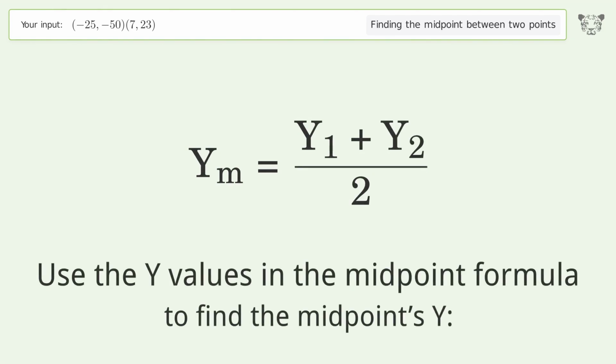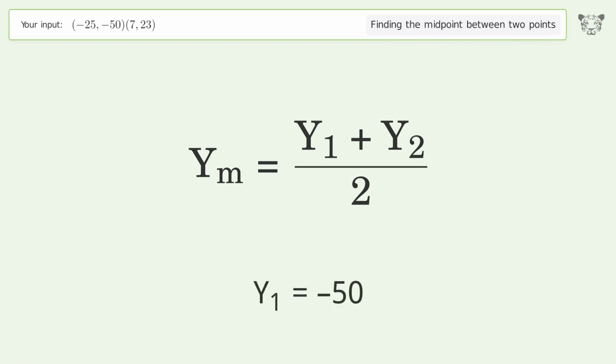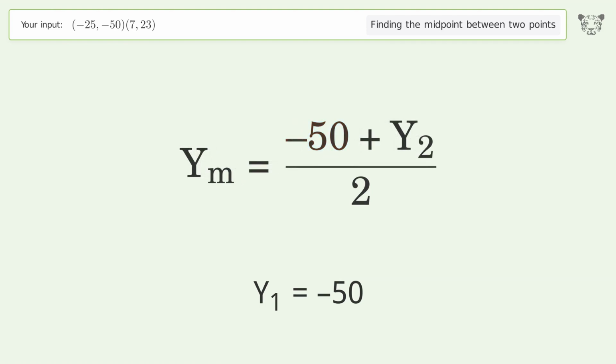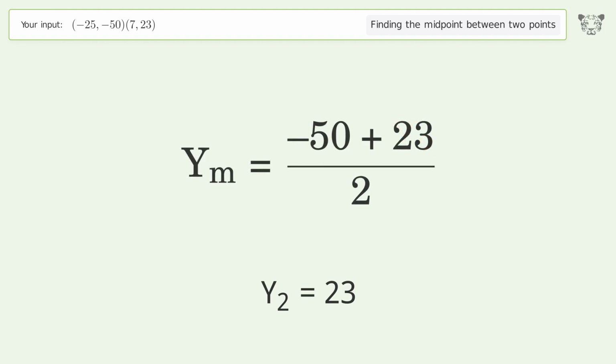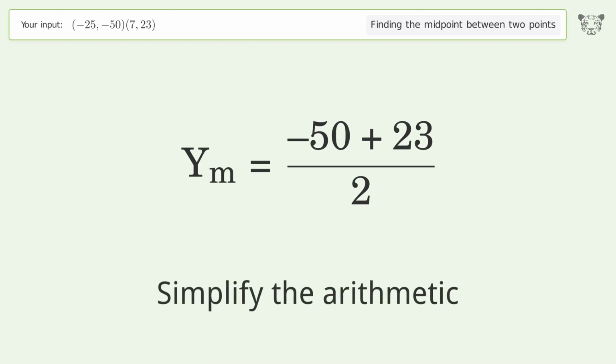Use the y values in the midpoint formula to find the midpoint's y. y1 equals -50. y2 equals 23. Simplify the arithmetic.